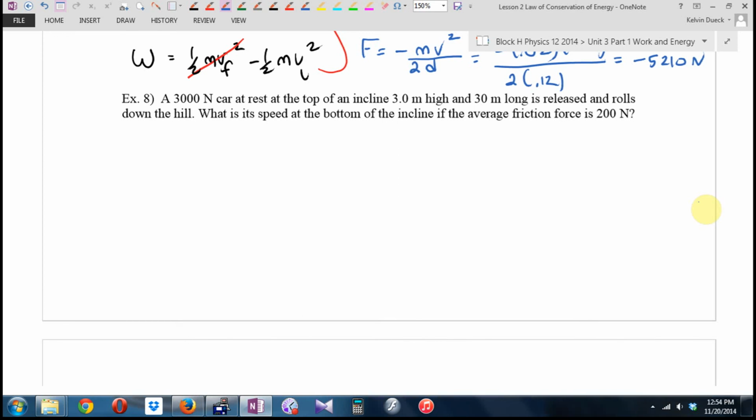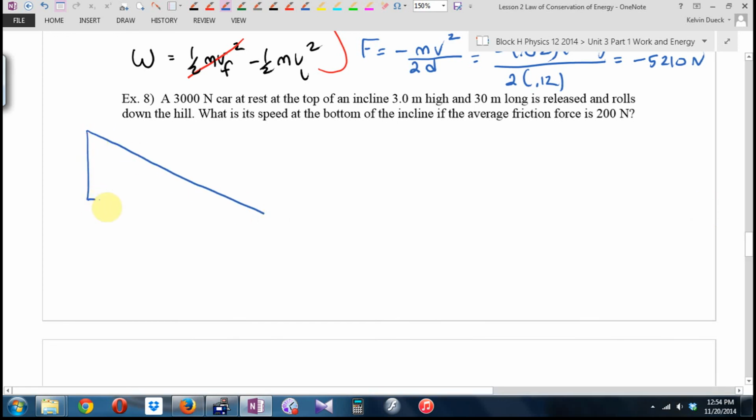It says a 3,000 Newton car at rest at the top of an incline, 3 meters high and 30 meters long, is released and rolls down the hill. So now we're not talking about a curvy roller coaster. This is a straight ramp, like that. Where this is 3 meters, and this is 30 meters long. Okay.